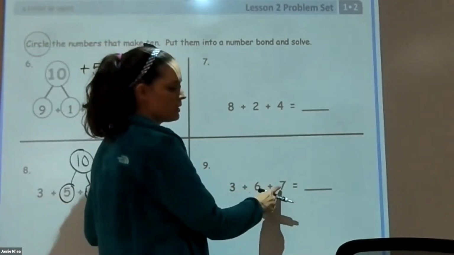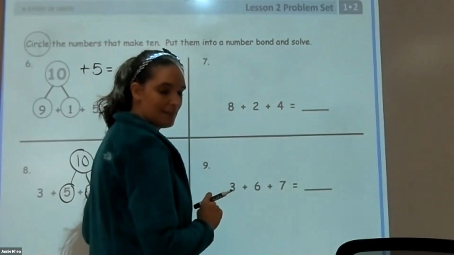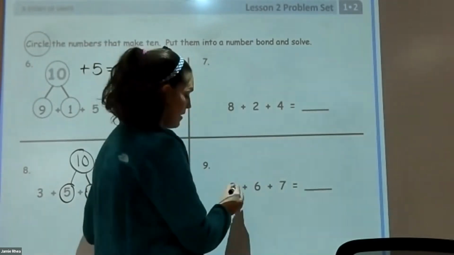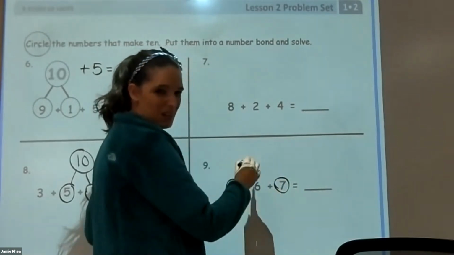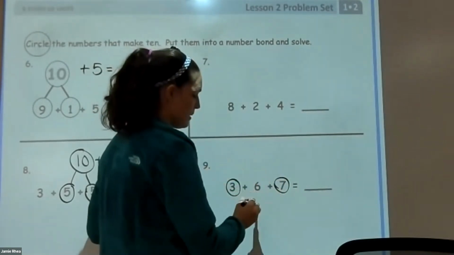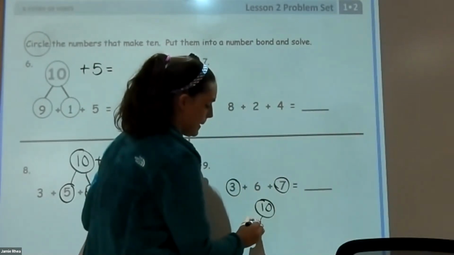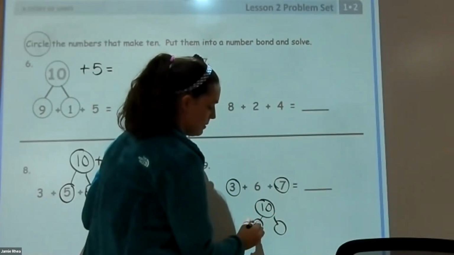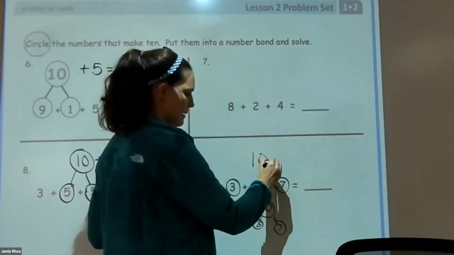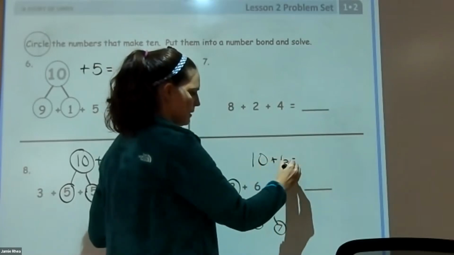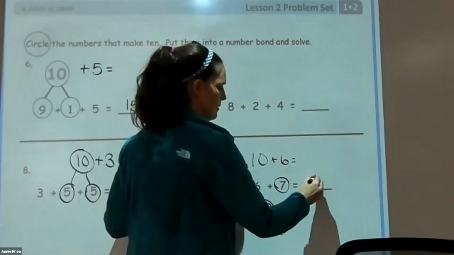3 plus 6 plus 7. Do I know what 2 numbers make 10? My 3 and my 7. I'm still going to circle those, but I'm not going to make my number bond off that. I'm actually going to make another number bond. I'm going to put a 10 here and then put my 3 and my 7. Now I can say 10 plus 6 equals what? 10 plus 6 more is 16.